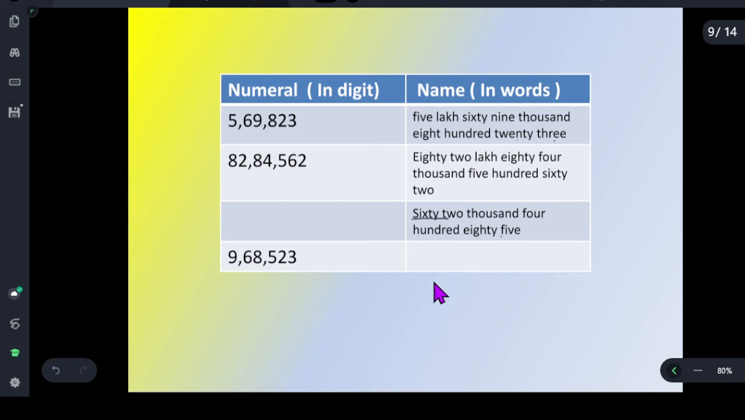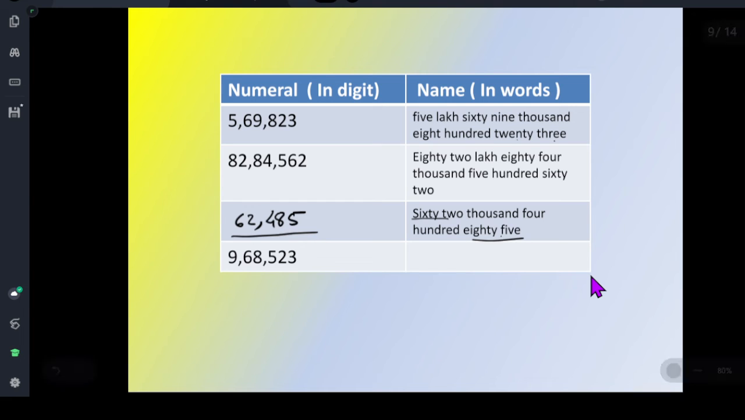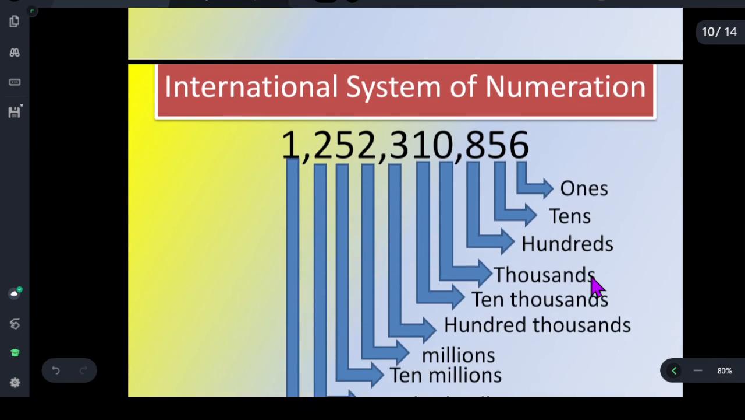Let's see this one example: 62,485. What number is 62,000? So I will write 62 first and then give a comma. 400, so I will write 4 on the hundreds place. Then 85: 8 is on the tens place and 5 is on the ones place. So this is the correct number. You have to practice this and solve the assignment and assessment on this module given in your bridge course.